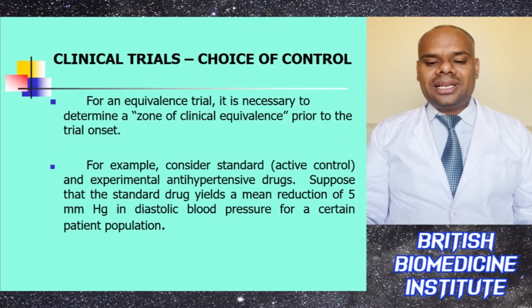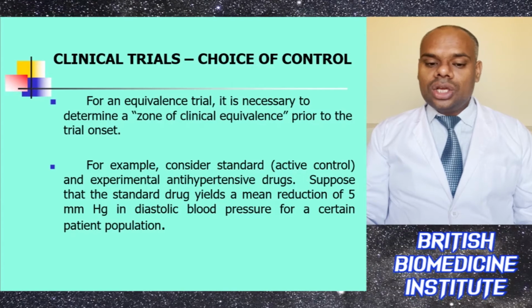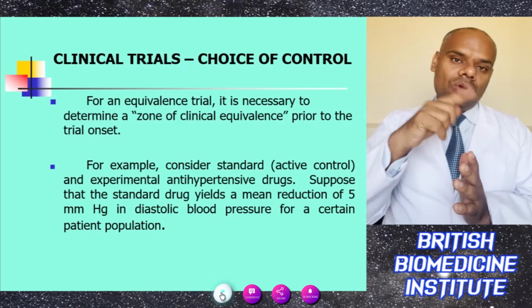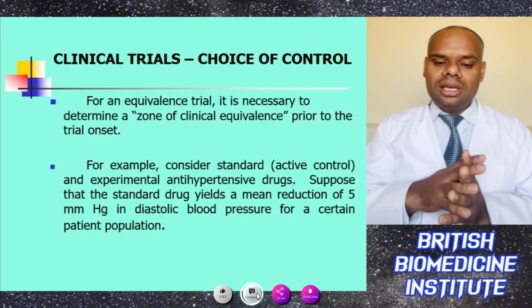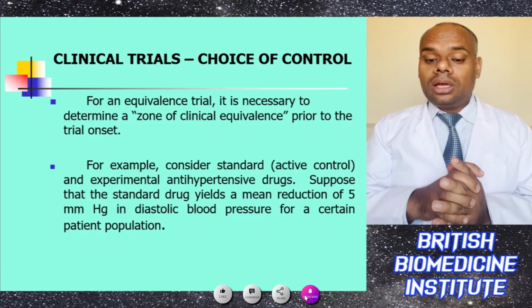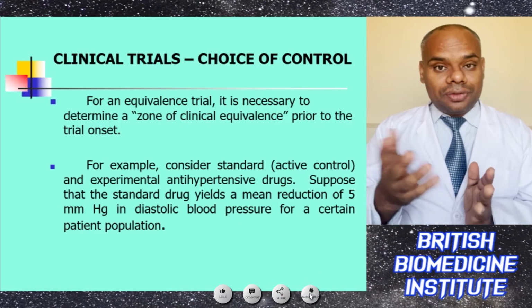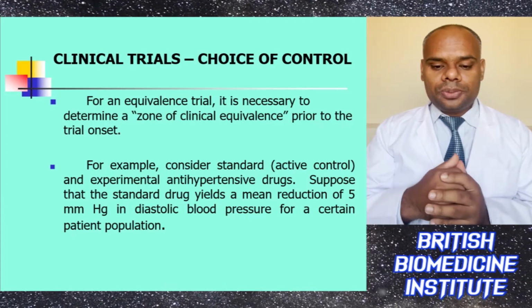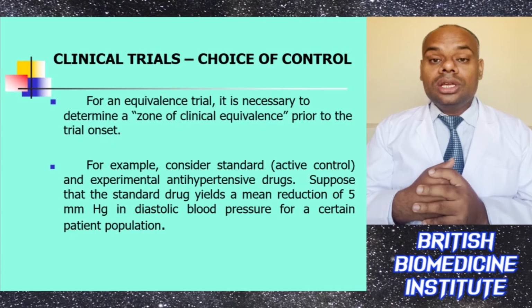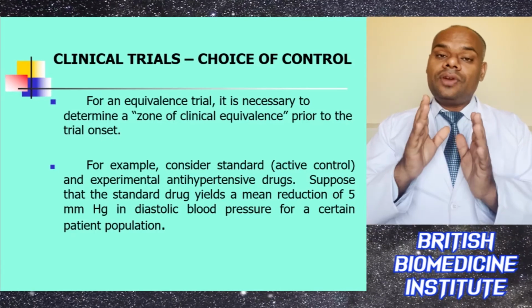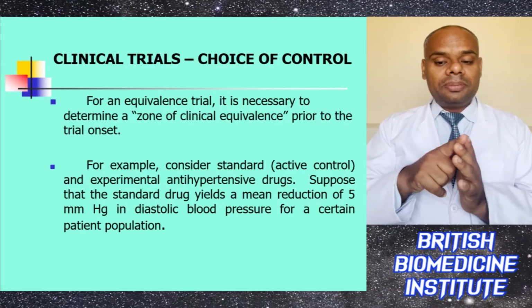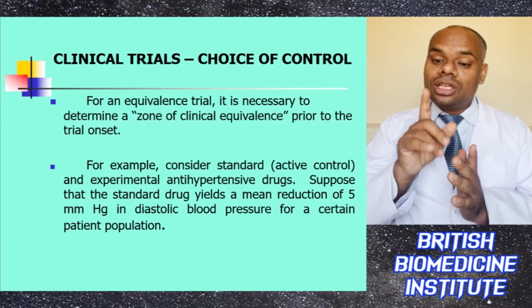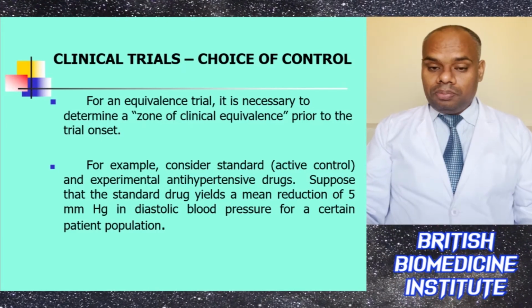So for an equivalence trial, it is necessary to determine the zone of clinical equivalence prior to trial initiation. For example, consider a standard, or we can say active control, and an experimental antihypertensive drug. Suppose the standard drug yields a mean reduction of 5 mmHg in diastolic blood pressure for a certain patient population. So basically here we are providing the choice of control in the patient.